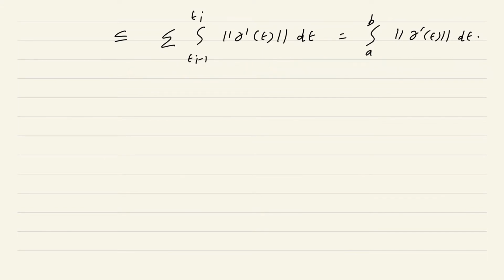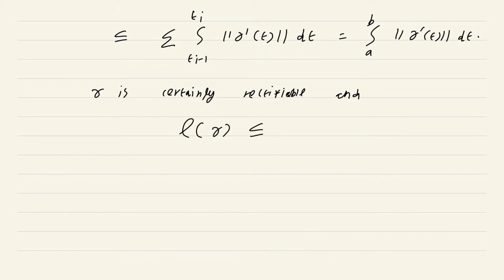So what this shows is that gamma is certainly rectifiable, and the length of gamma is less than or equal to the integral from a to b of norm gamma prime of t dt. So on one side we have shown rectifiability, and we have also shown that the integral of the speed is greater than or equal to the length of the curve. Now we have to show that this inequality is actually an equality.